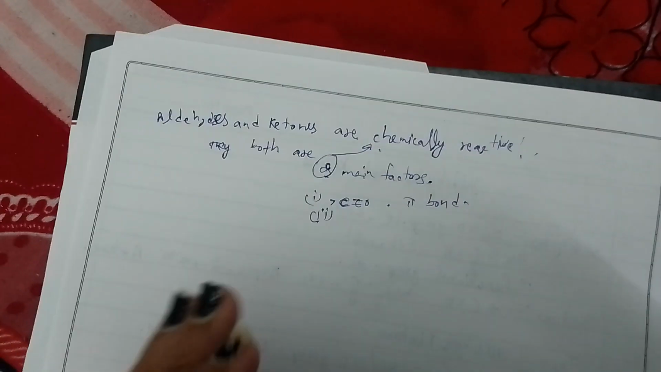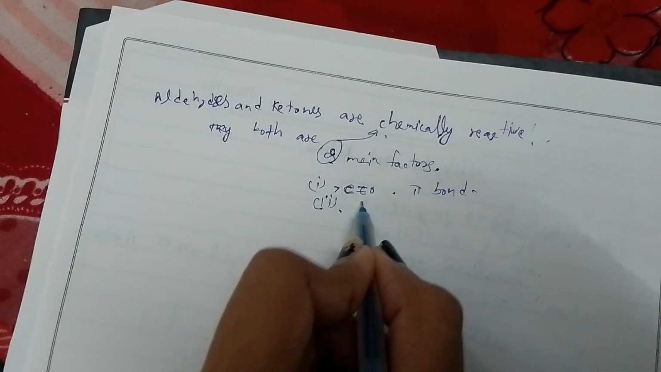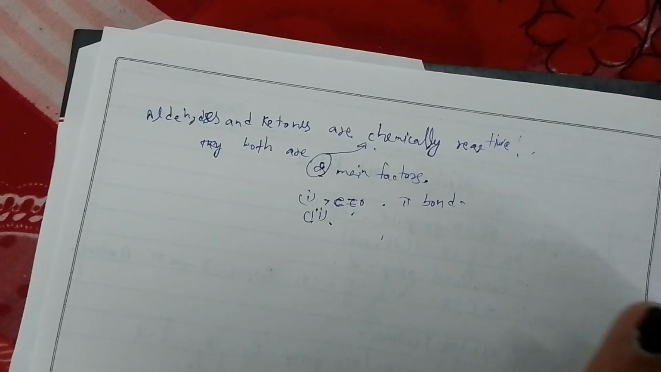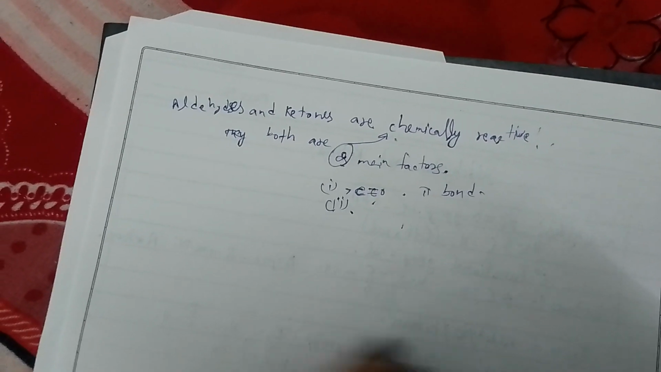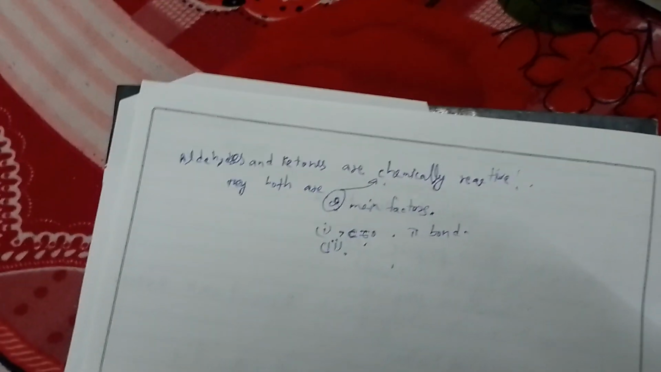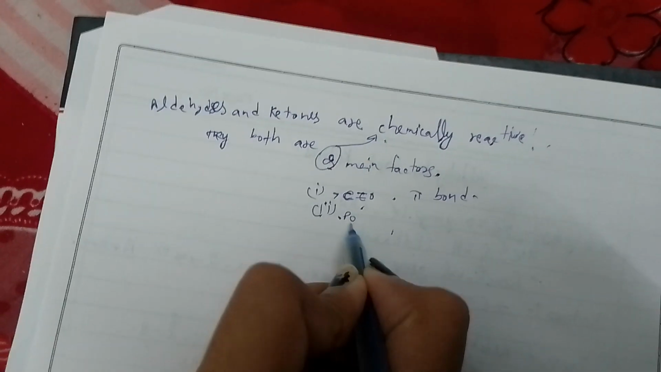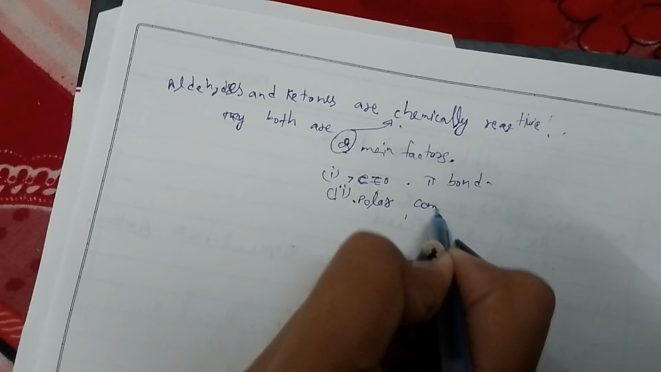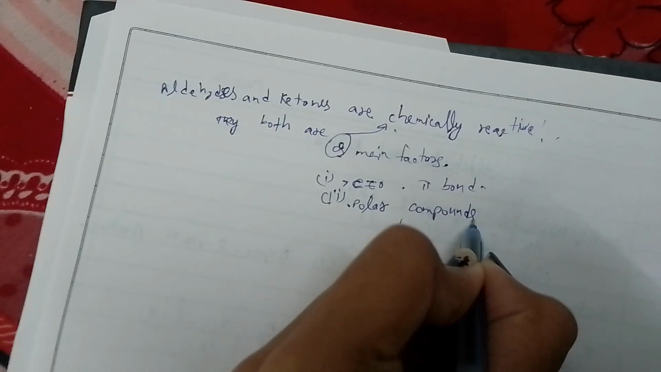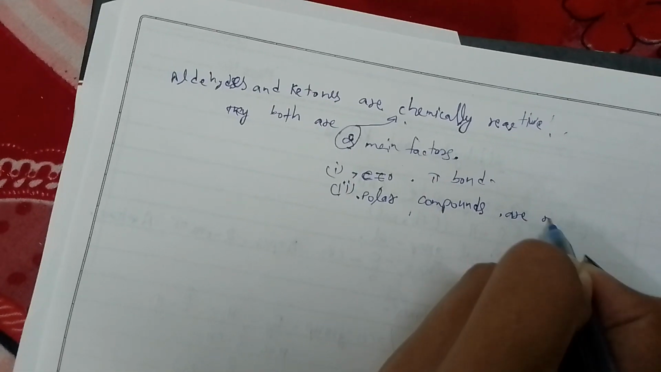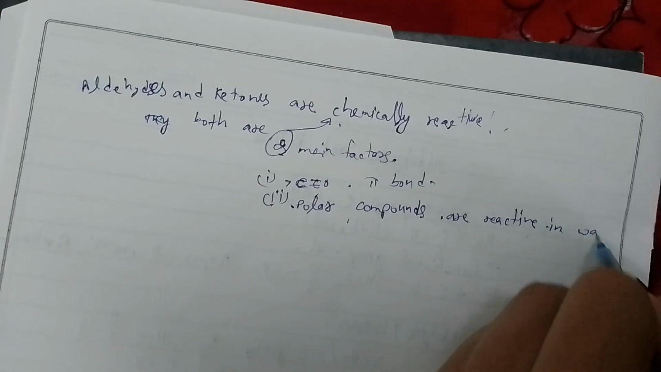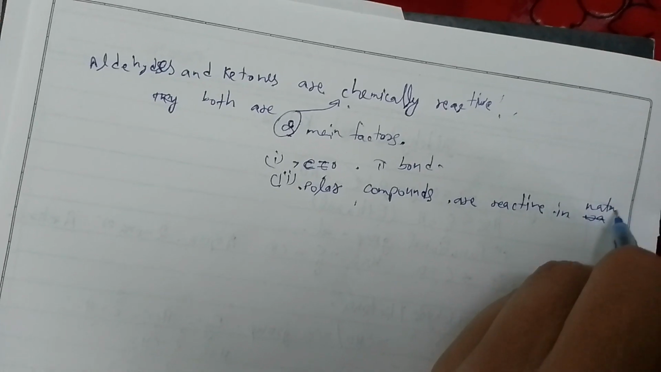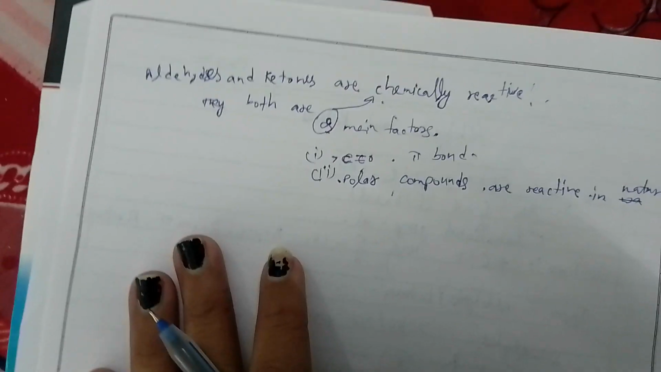I will repeat my line. Due to the high electronegativity difference between carbon and oxygen atom, there occurs separation of charge, and from this they are polar compounds. Okay, and polar compounds are reactive in nature.